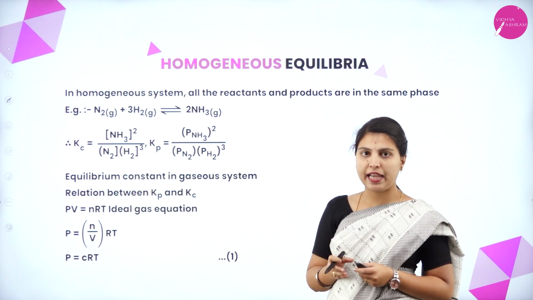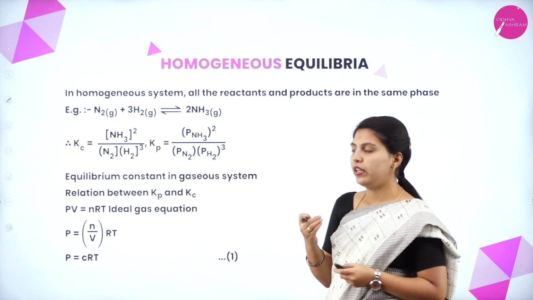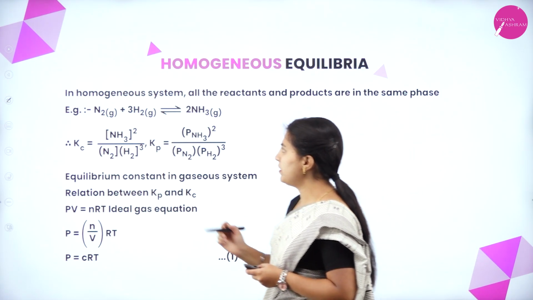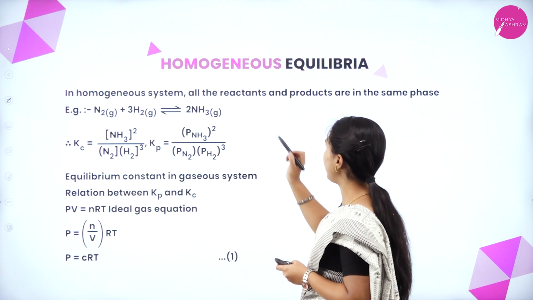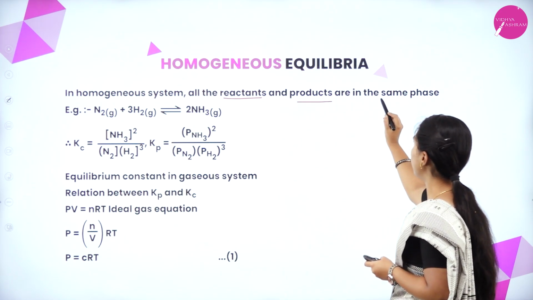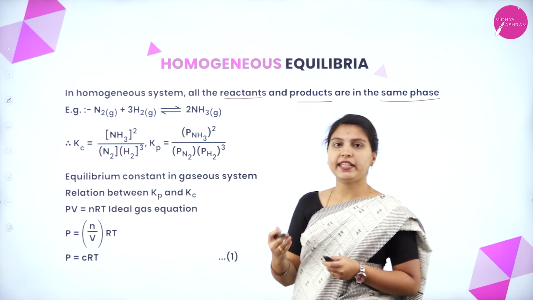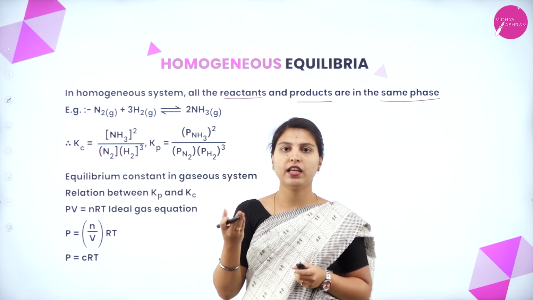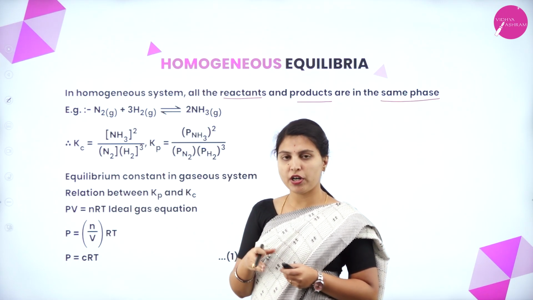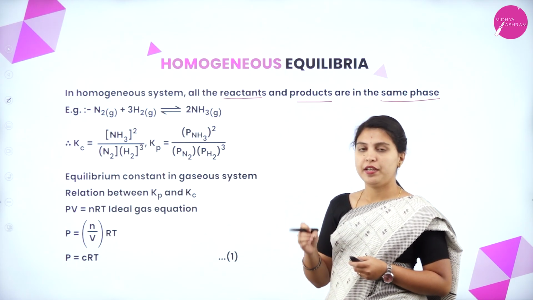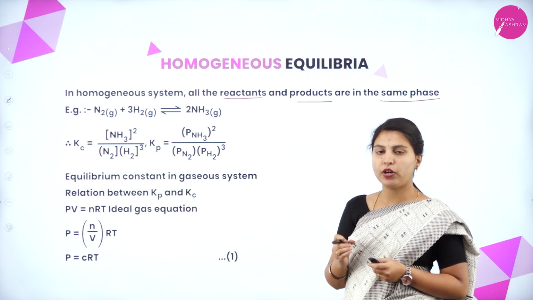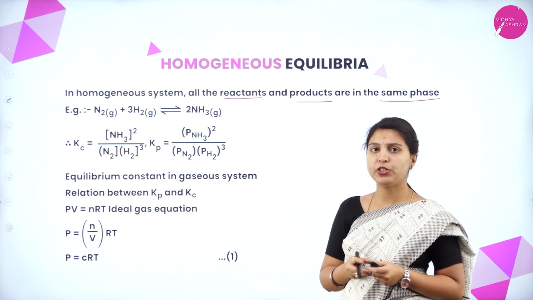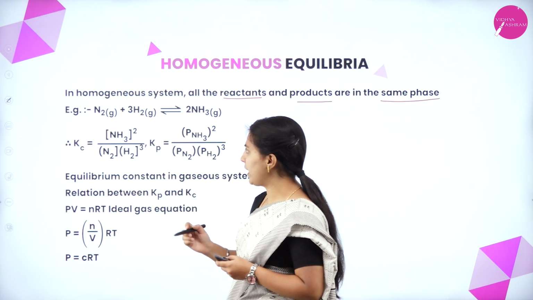Homo means same, or same phase, that is how we have to understand it. By homogeneous equilibrium, we mean that in a homogeneous system, all the reactants and products are in the same phase. If the reactant is in gaseous phase, the product is also in gaseous phase. If the reactant is in solid phase, the product will also be in solid phase. That is, if the reactant and product are in the same phase, that system will be considered a homogeneous system. We will see one example.